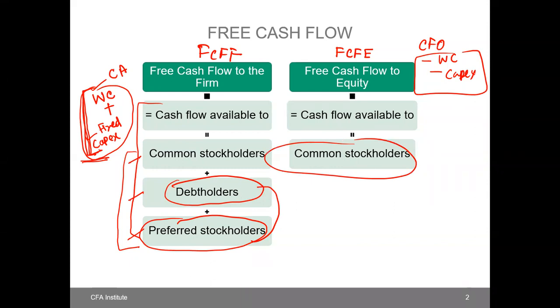Now, so you see how they are different. Okay. So one is for free cash flow, which is for all capital providers of the firm. And another one is free cash flow available only for the equity holders.